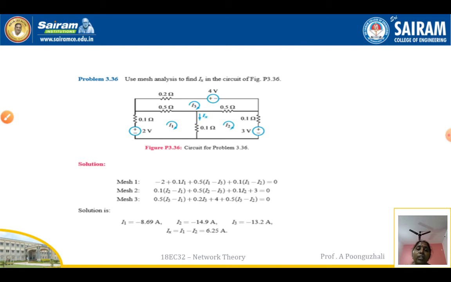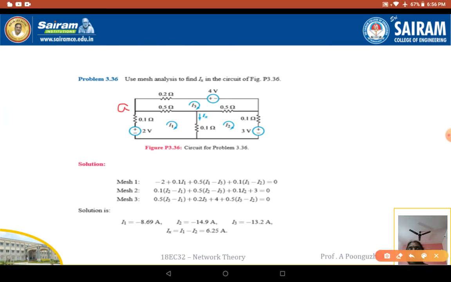Next we are going to use mesh analysis to find your Ix in the circuit. Here we have 3 loops. We can name this point to be your A, this point B, this point C, this is your D, this is your E, this is your F. We can see that we have 3 loops, so we'll assume 3 currents. The current direction, however we want, we can mark it. So we have marked the currents to be I1, I2 and I3. For mesh 1, this is going to be the equation. Here if I take the loop A, B, E, F, A.